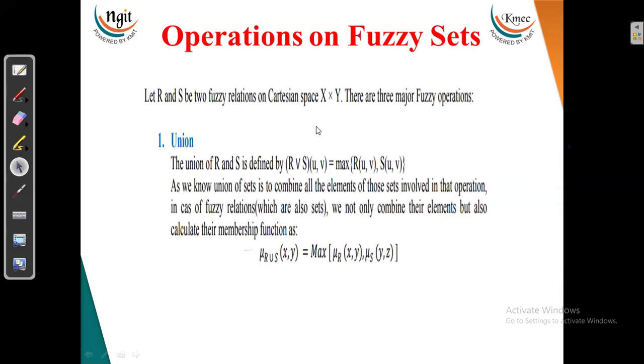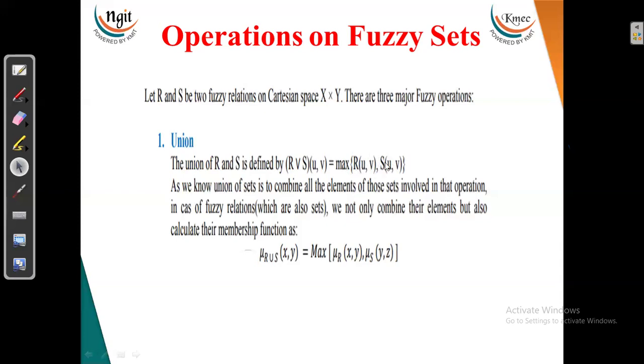So remember one thing, here we are not doing the operations on fuzzy sets. We are doing the operations on fuzzy relations. R and S are the two fuzzy relations, and then you are doing the union. So what is the formula for the union? We have to see R union S, the relation between the union of R and S, where R and S are two relations. Remember this point.